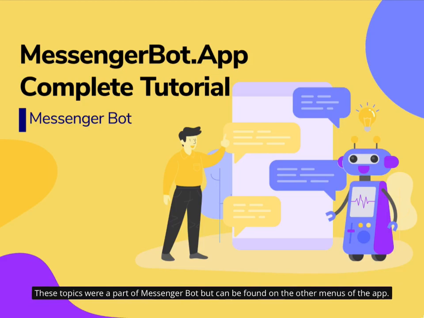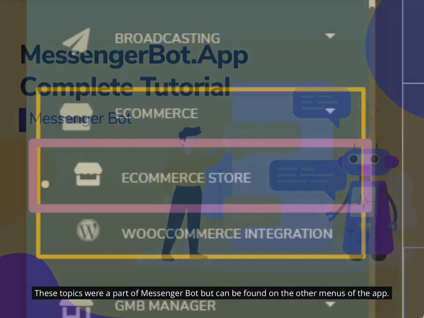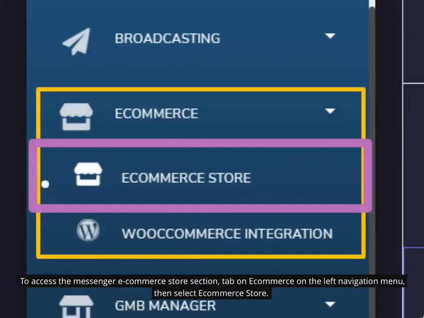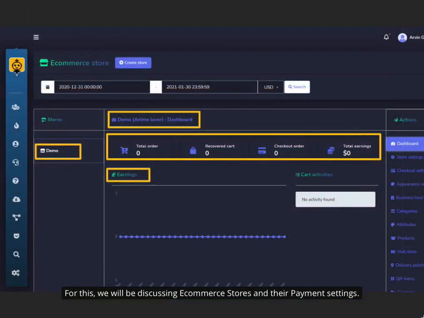These topics are a part of Messenger Bot but can be found on the other menus of the app. To access the Messenger eCommerce Store section, tap on eCommerce on the left navigation menu, then select eCommerce Store. For this, we will be discussing eCommerce stores and their payment settings.